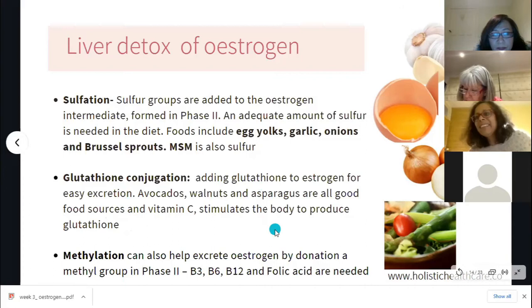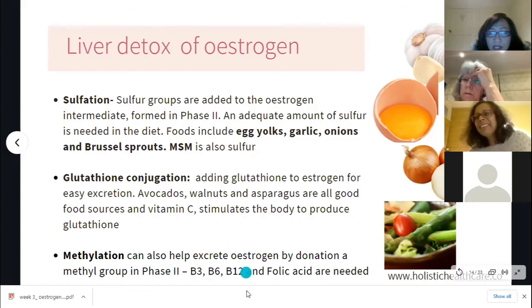So inside the natural dispensary, there's a brand called LipoLife, and they sell a vast array of liposomal supplements. And again, methylation helps excrete excess estrogen by donating a methyl group. That's the CH3 group, and that happens in phase 2, and you need all these nutrients: B3, B6, B12, folic acid, activated folic acid. So that's where the B vits come in terms of trying to balance your estrogen.